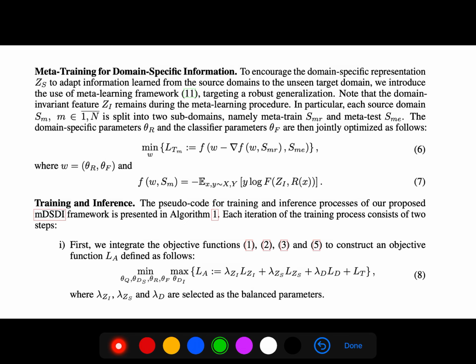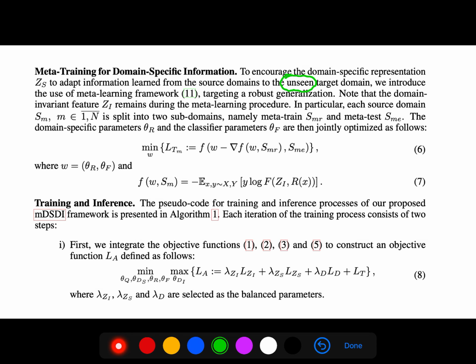To encourage the domain-specific representation to adapt information learned from the source domain to the unseen, or sometimes they call it unknown, target domain, we introduce the use of meta-learning, targeting robust generalization. Note that the domain-invariant feature remains fixed during the meta-learning procedure. In particular, each source domain, S sub m, is split into two subdomains, namely meta-train and meta-test. The domain-specific parameters and the classifier parameters are then jointly optimized.